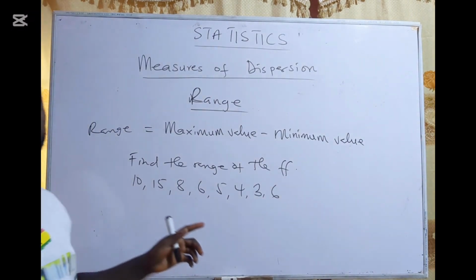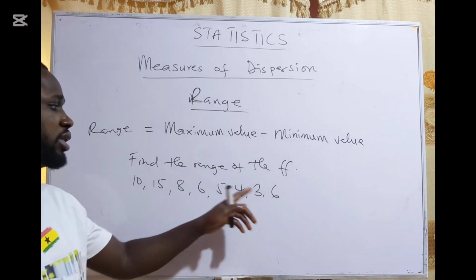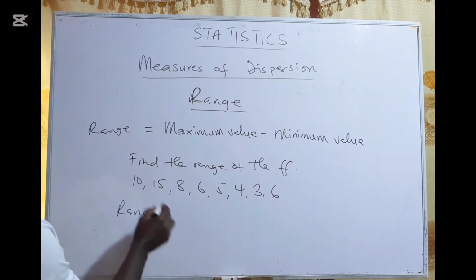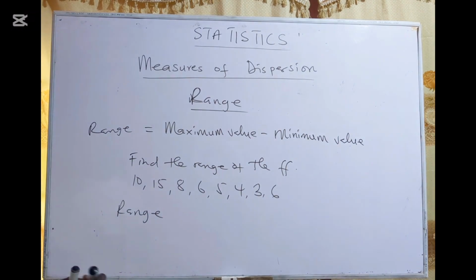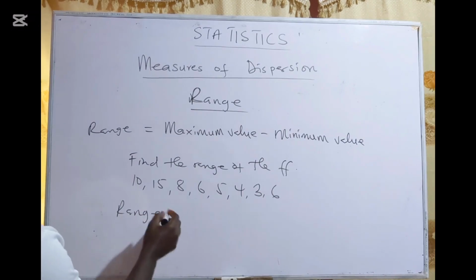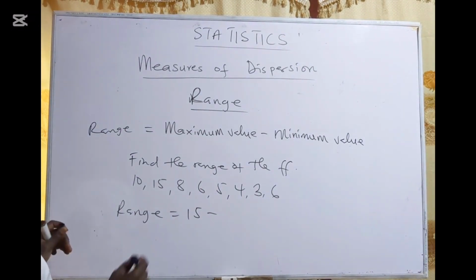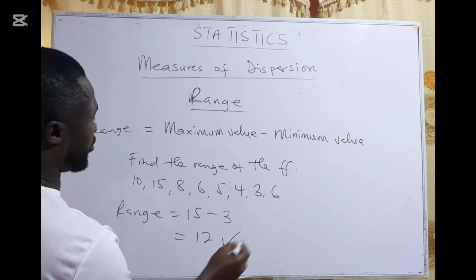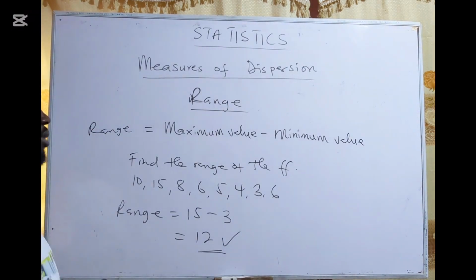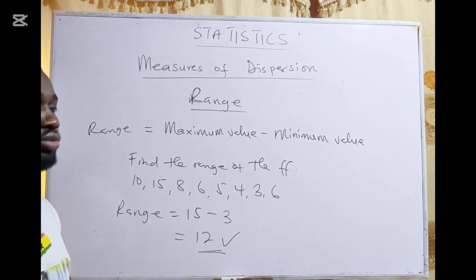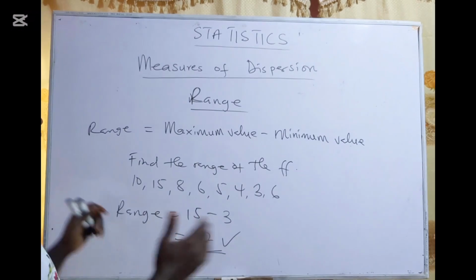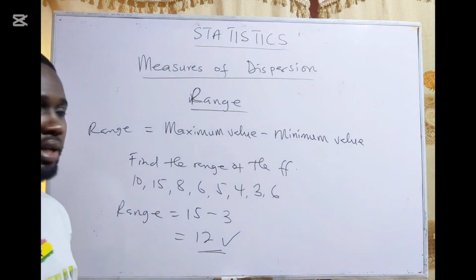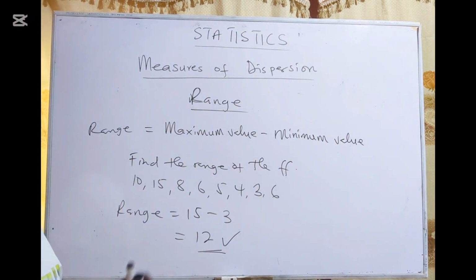If I'm asked to find the range of the following data: 10, 15, 8, 6, 5, 4, 3, 6, you look at the data given. What is the highest value? That is 15. So 15 minus the least value of the data, which is 3. 15 minus 3 gives me 12. So with the data here, my range becomes 12. You look at the difference between the least value and the highest value, and that tells you the range of the given data.